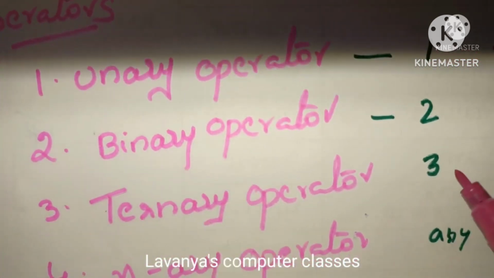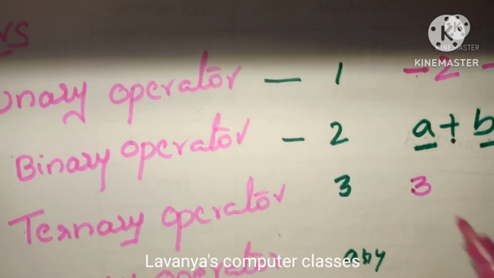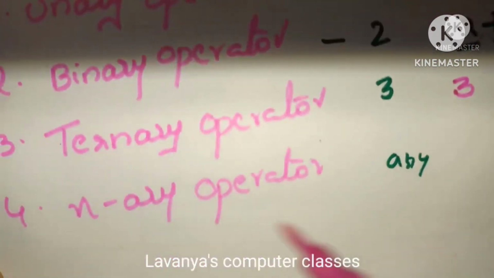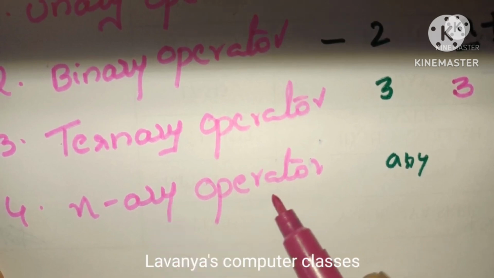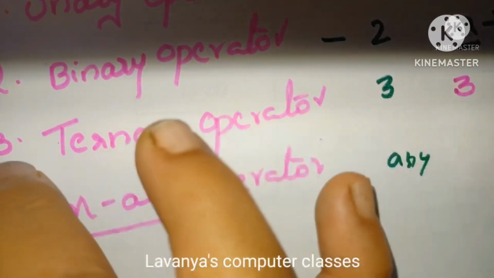Ternary operator means it is working on 3 operands. If any operator is working on 3 operands, that is called ternary. If you want to work any operator with more than 3 operands, it is called n-array. N means any number.